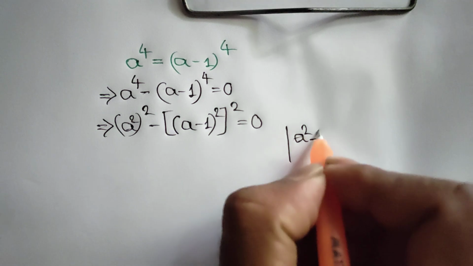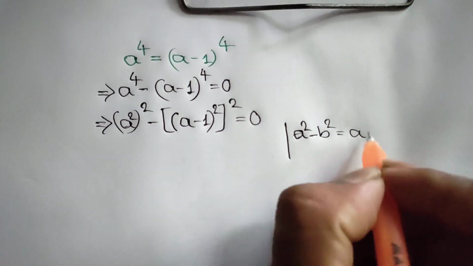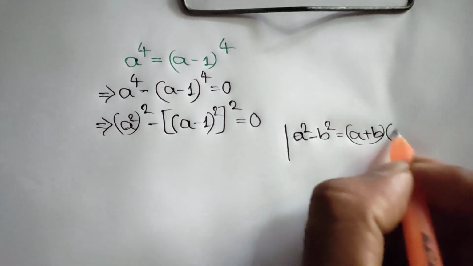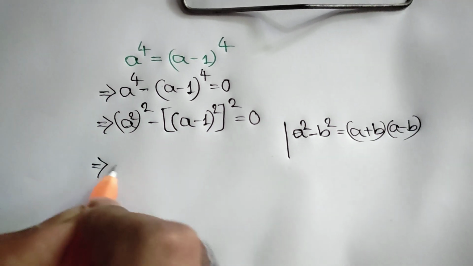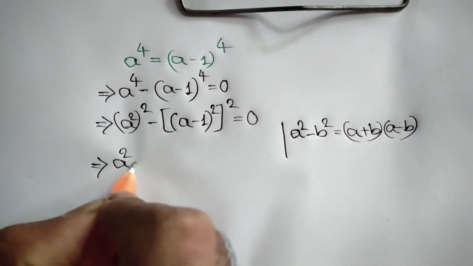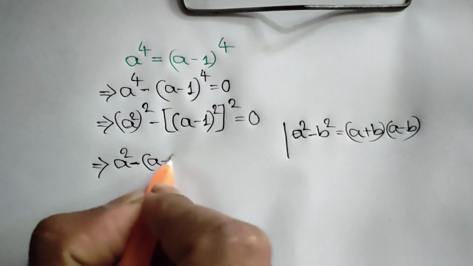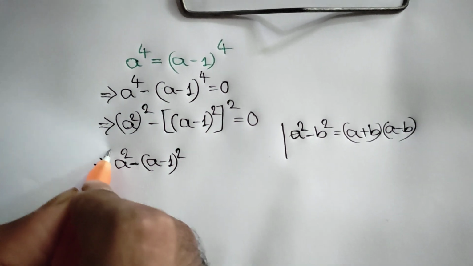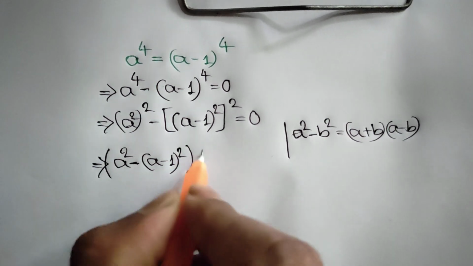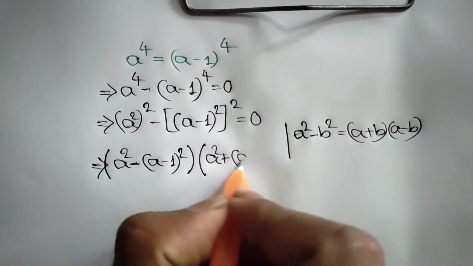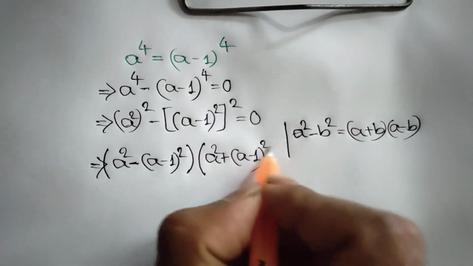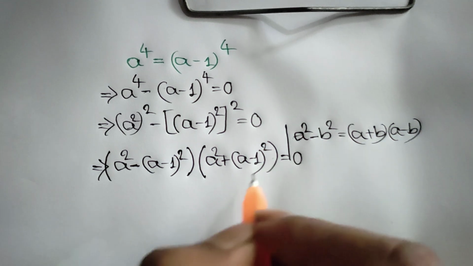a square minus b square is equal to (a plus b) times (a minus b). So we can write here (a square minus (a minus 1) whole square) times (a square plus (a minus 1) whole square) is equal to 0.